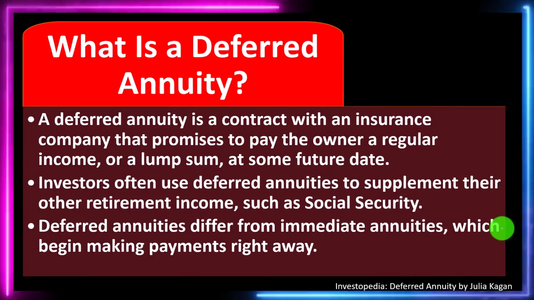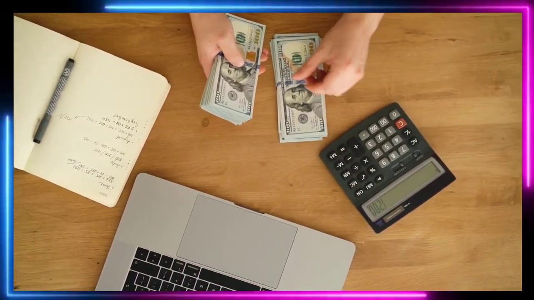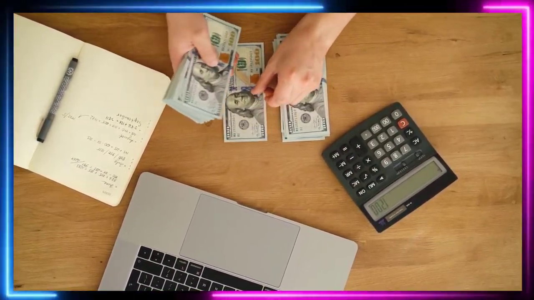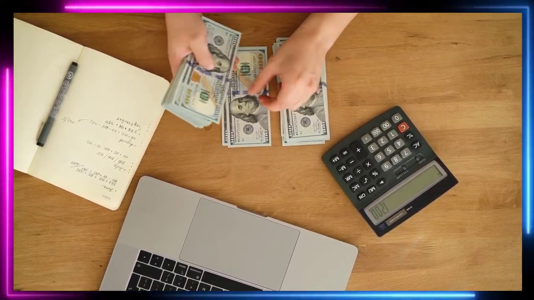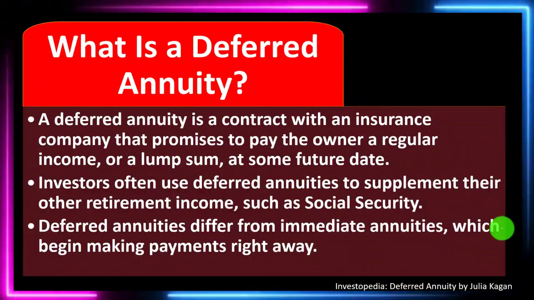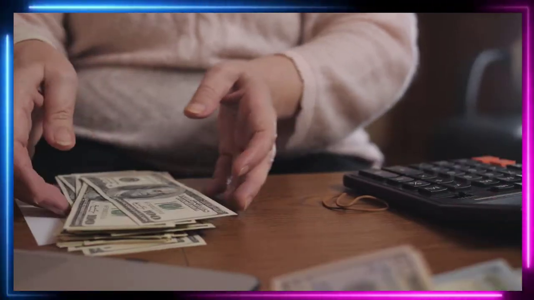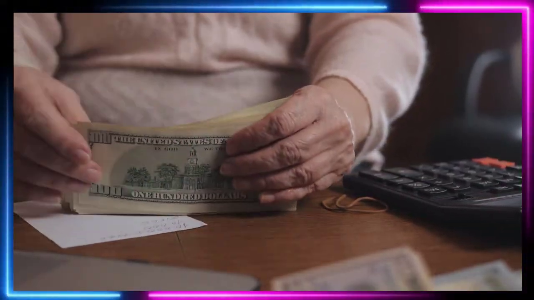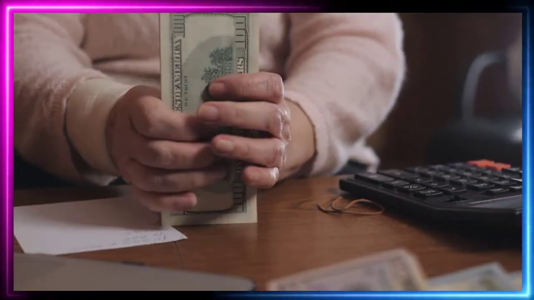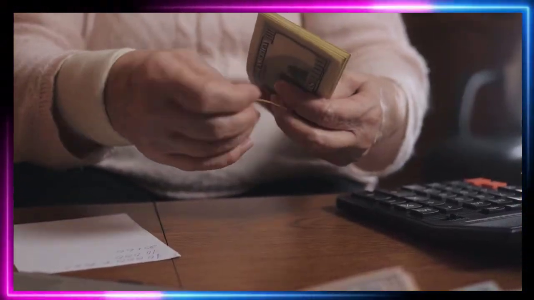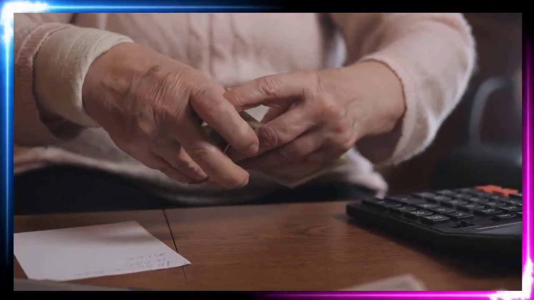So if you're putting money into a deferred annuity, you'd have to plan a little bit more in advance, because the payments aren't going to start right away. Whereas if you're close to needing the payments and you're saying, I need my nest egg to go a little bit further, then you might want to look at an immediate annuity, where you put the money in and the annuity payments start right away.